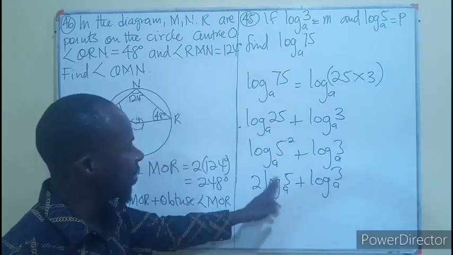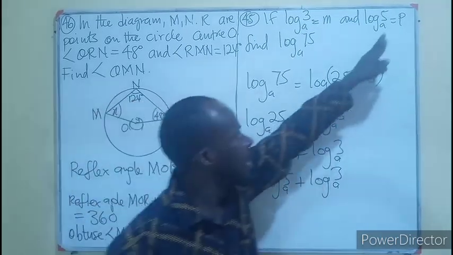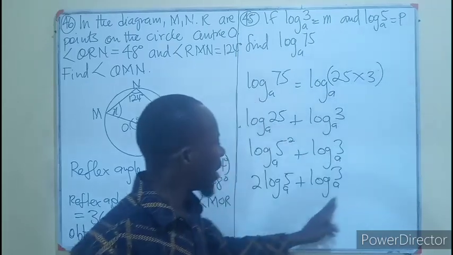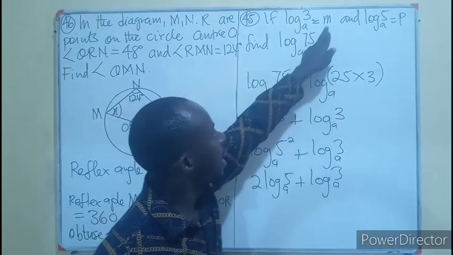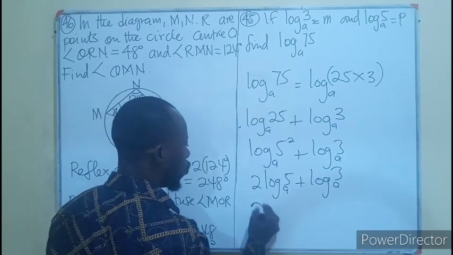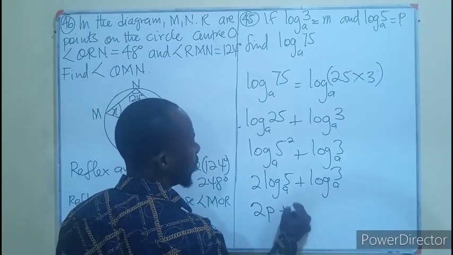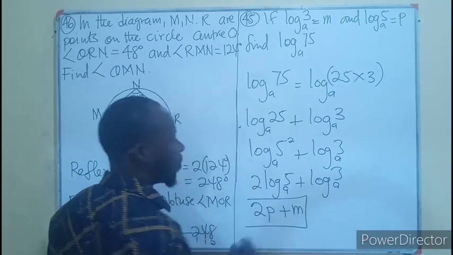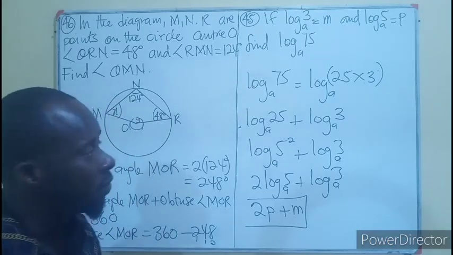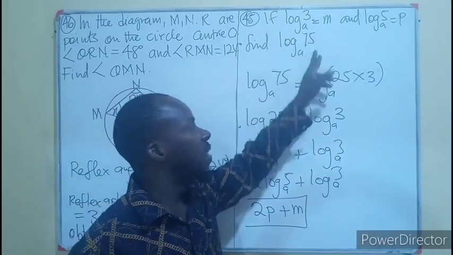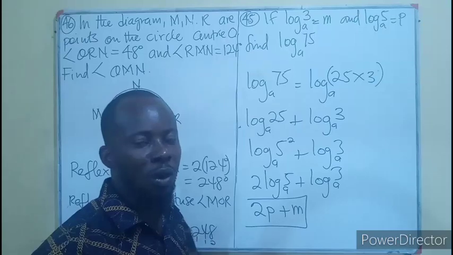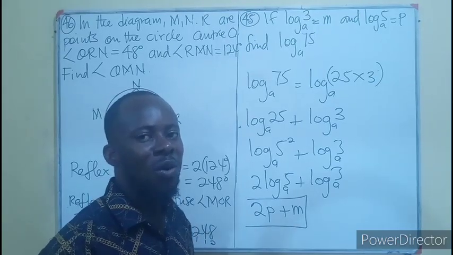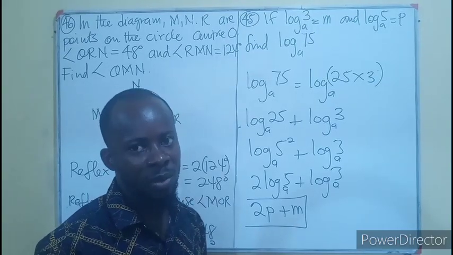Now whenever I see log 5 base A, I introduce p. Whenever I see log 3 base A, I introduce m. So 2 times p plus m becomes the final expression for log 75 base A. The laws of logarithm used are the addition law and the law of power of exponent.